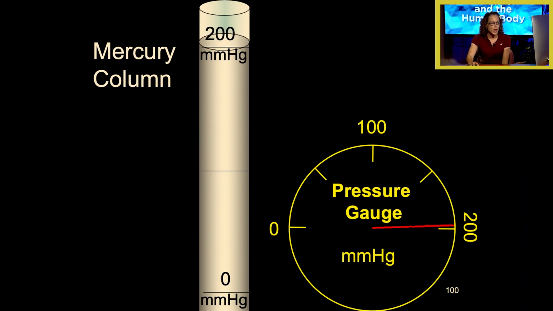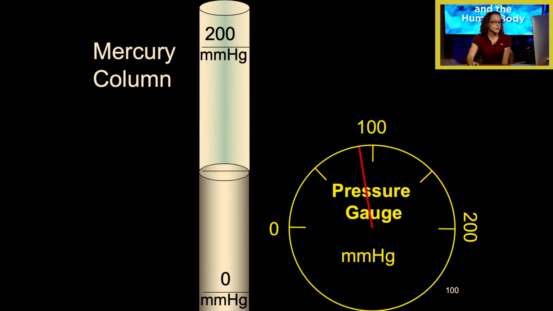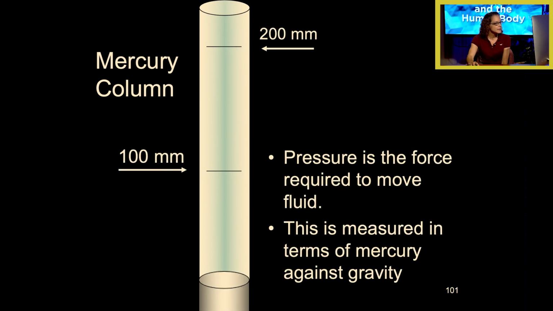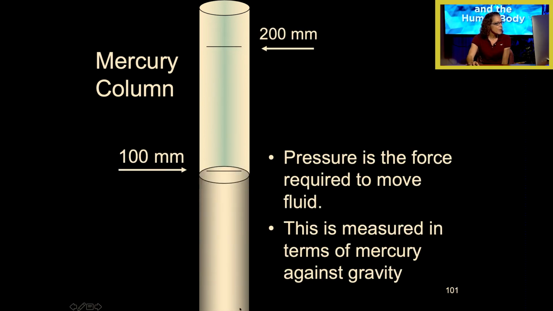Pressure is usually measured non-invasively with a sphygmomanometer, a cuff around the upper arm. It's inflated to a pressure higher than arterial pressure in order to stop blood flow through the brachial artery in the arm.